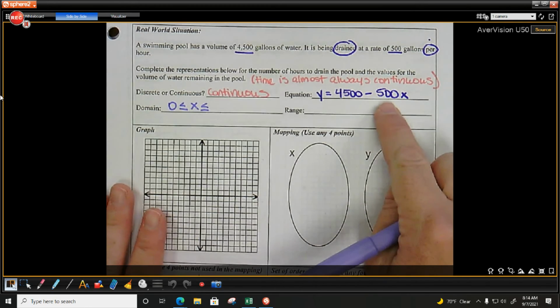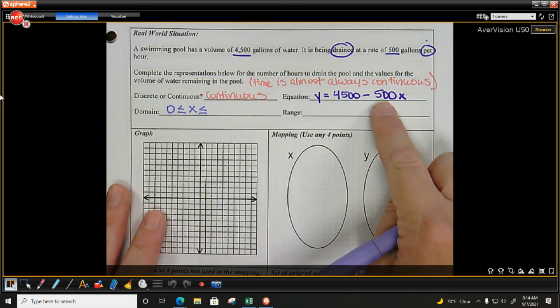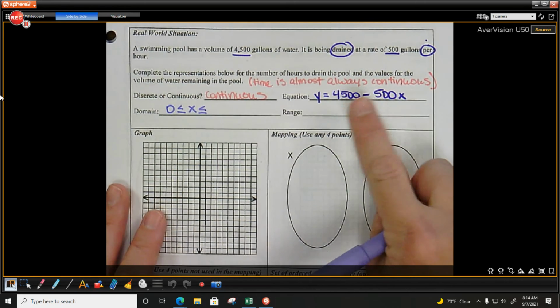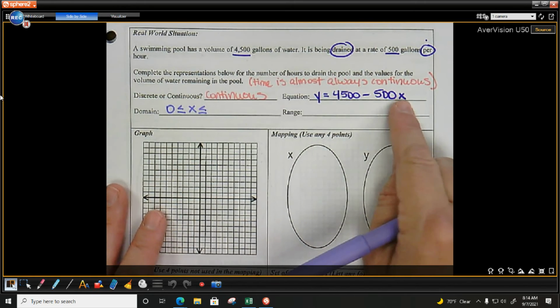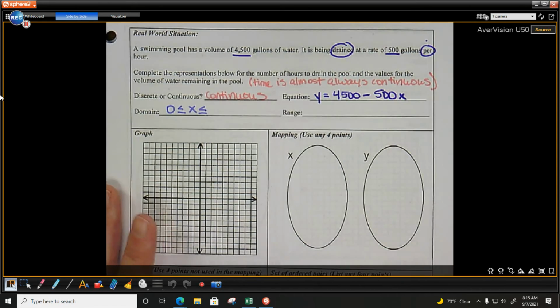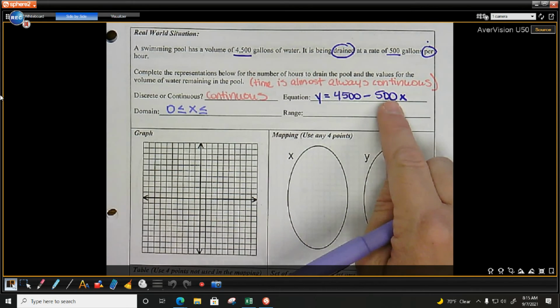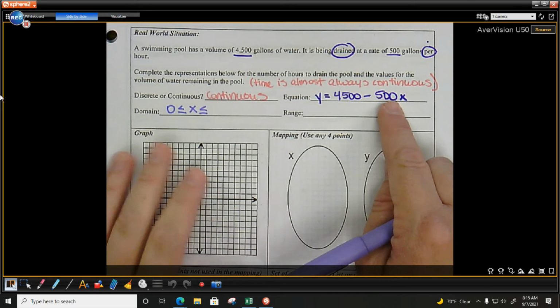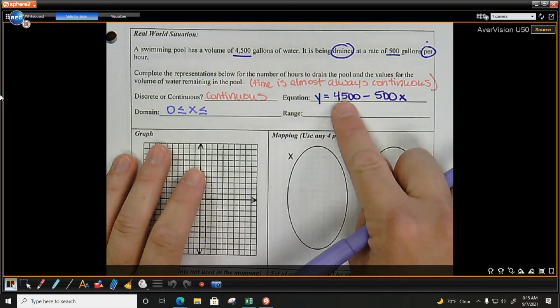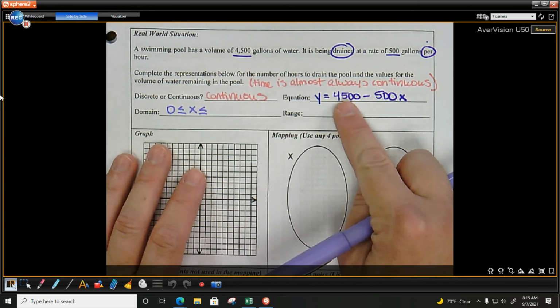500 times 9 is 4,500. So 4,500 minus 4,500 is... he solved it. So he just thought, okay, how many hours is it going to take for the amount of water I have in the pool to be equal to the amount of water being drained?